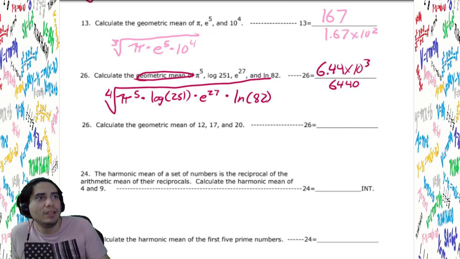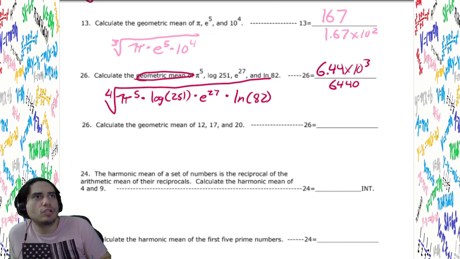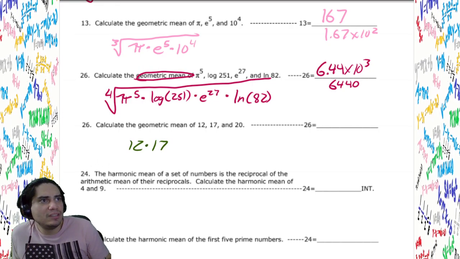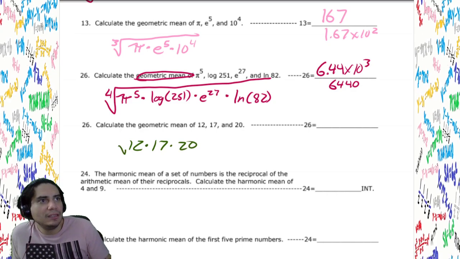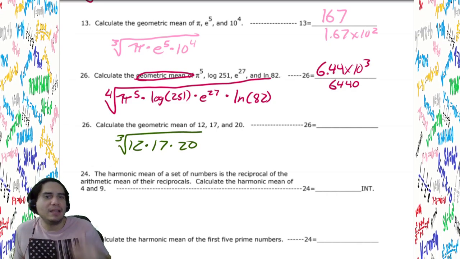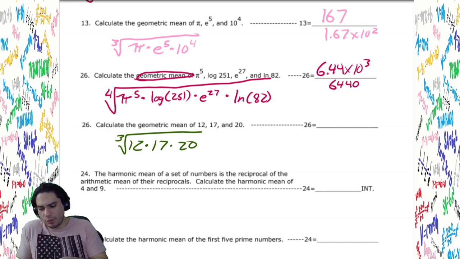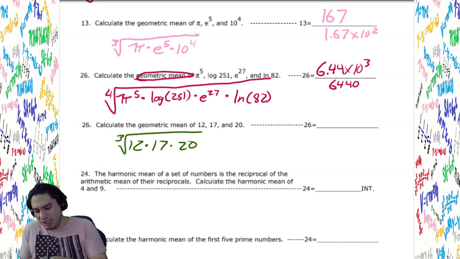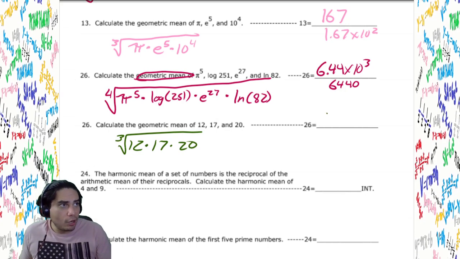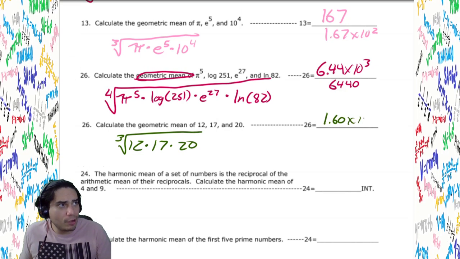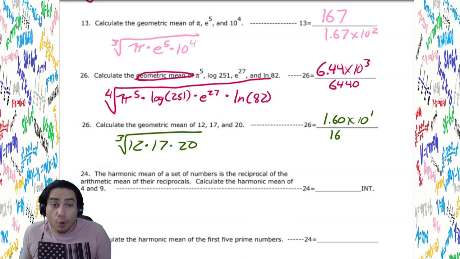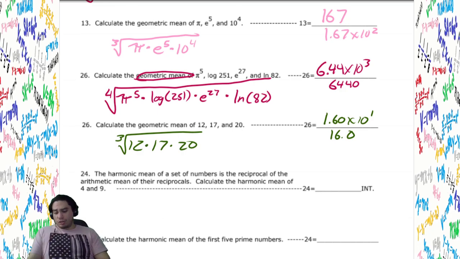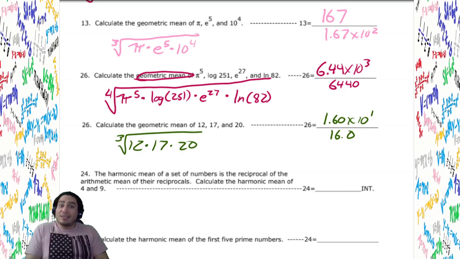Let's keep it going. So we now gotta find the geometric mean of 12 times 17 times 20. And we do that by multiplying them and finding the cube root. So we're going to hit 12 enter, 17 multiply, 20 multiply, 3 y root of x. And our answer is 1.60 times 10 to the first, or 16.0. Okay, there you go. Geometric mean in a nutshell, all right? So let's keep it going here.